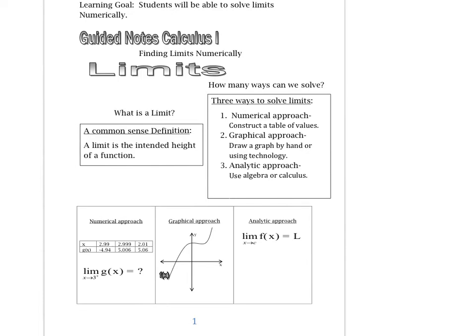Alright, finding limits numerically. We've gone over the fact of what a limit is, that it's the intended height of a function. I've talked about how there's three different ways, so let's talk about the numerical approach. This is probably the most basic and easiest approach. All it really involves is us just reading a table and using the table to see as x changes, how is the height changing, or how is the y changing. So let's give it a shot.